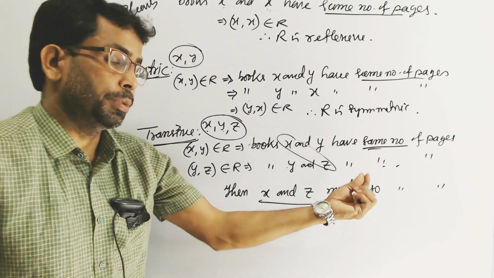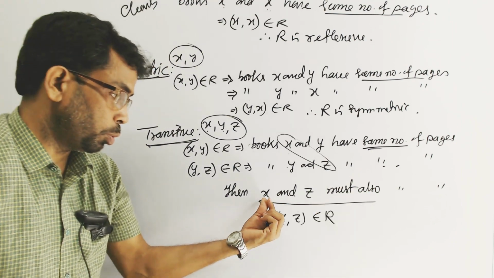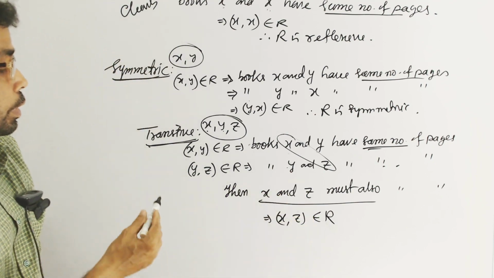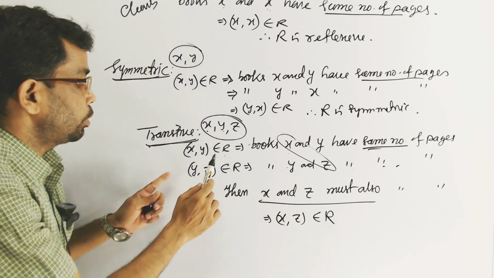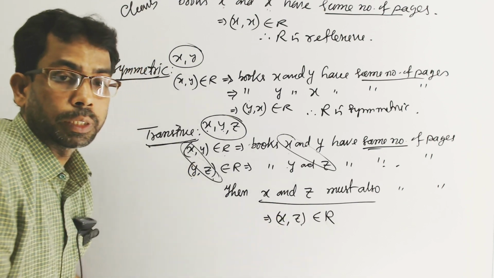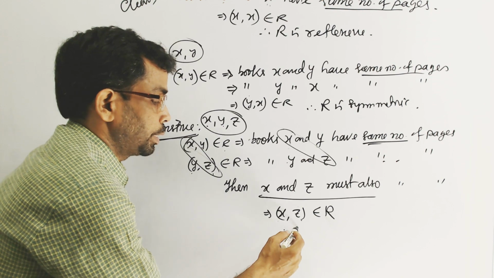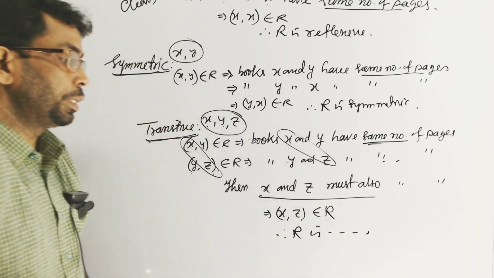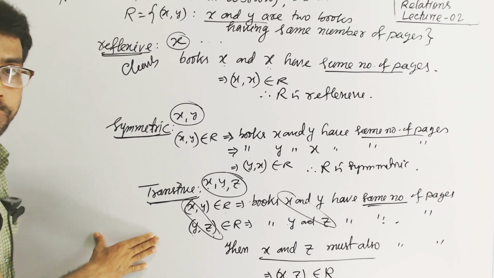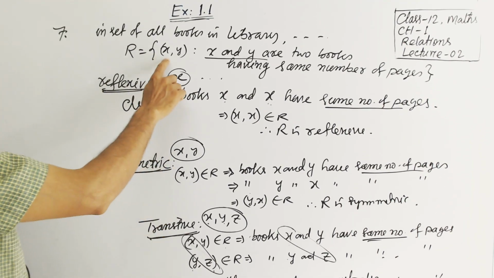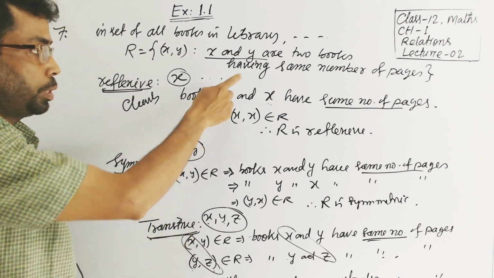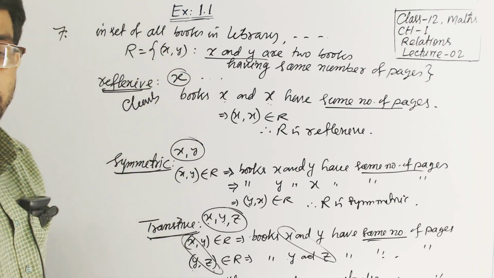And whenever two books have the same number of pages, they must be in the relation. And hence (X, Y) belongs to R, (Y, Z) belongs to R implies the first and last, that means (X, Z), also is in the relation. Therefore we can say the relation R is transitive, and that means this relation is an equivalence relation. It is satisfying all three conditions: reflexive, symmetric as well as transitive. So this given relation is an equivalence relation.